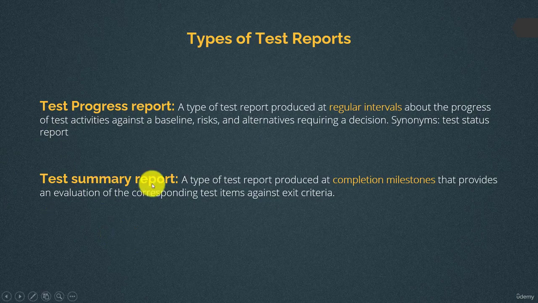We have also the test summary report. This report is produced at completion milestones. So when a testing activity reaches its exit criteria, we can write a test summary report. For example, like we explained the testing levels, we have unit testing. So if we finish unit testing, we can produce a test summary report about unit testing. If we finish performance testing, we can produce a test summary report about all the activities that happened in performance testing.